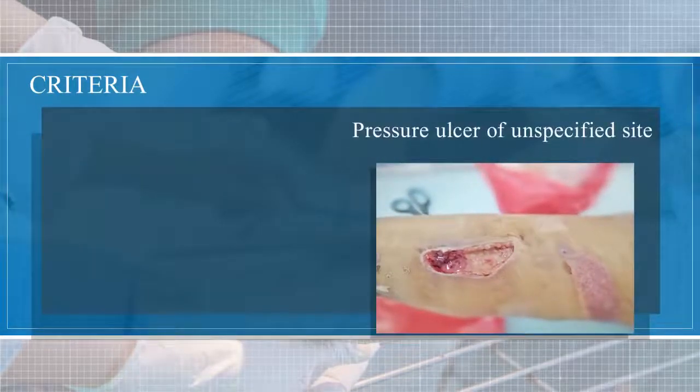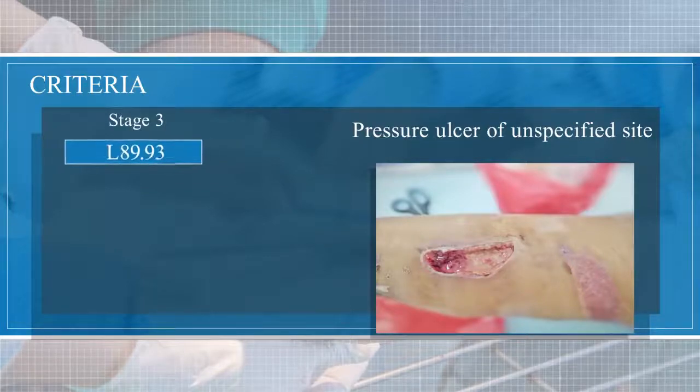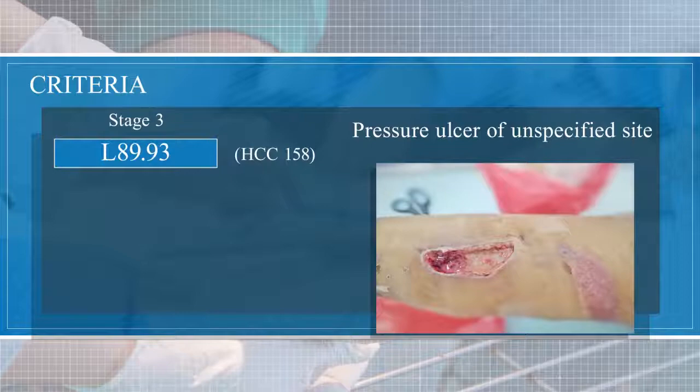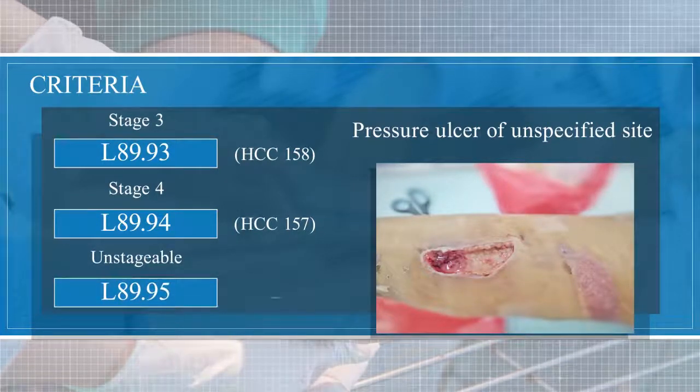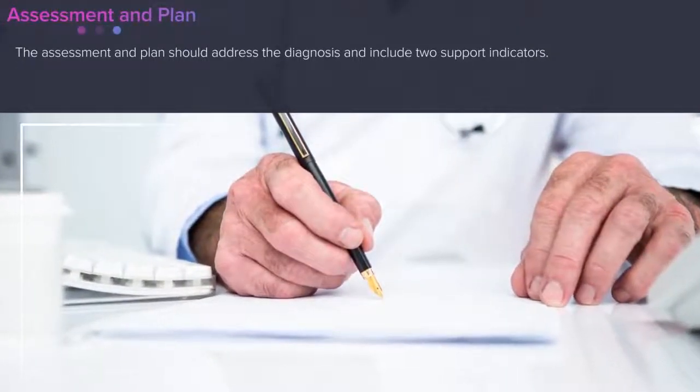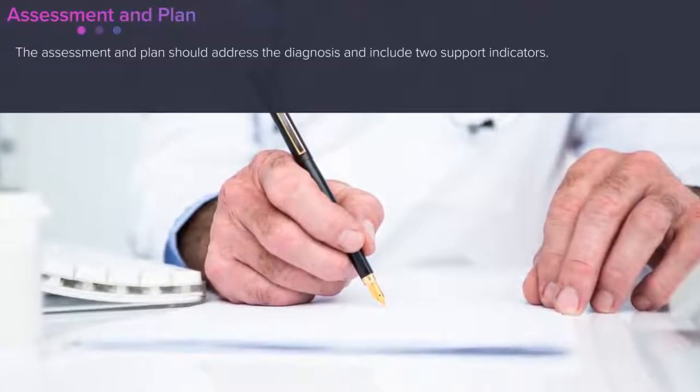Lastly, for pressure ulcer of unspecified site, in the third stage the code is L89.93, HCC 158. For fourth stage, it is L89.94, HCC 157. And when the stage is unstageable, the code is L89.95, HCC 158. The assessment and plan should address the diagnosis and include 2 support indicators.